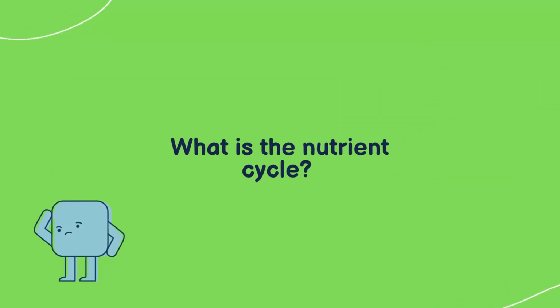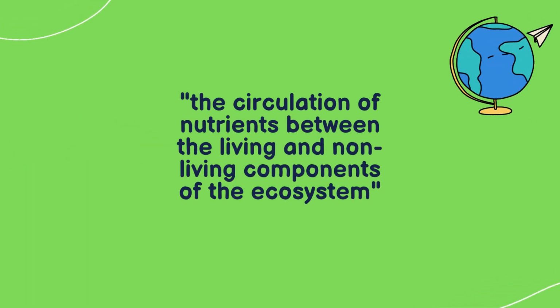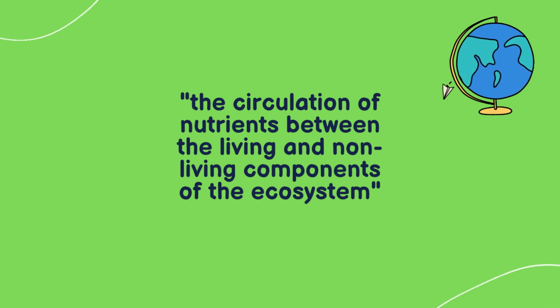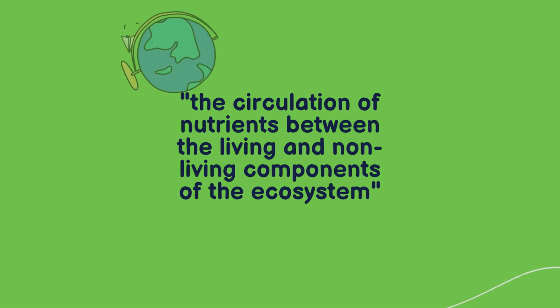So what is the nutrient cycle? Well, it's defined as the circulation of nutrients between the living and non-living components of the ecosystem. Nutrients may enter, exit, and recycle within the ecosystem.